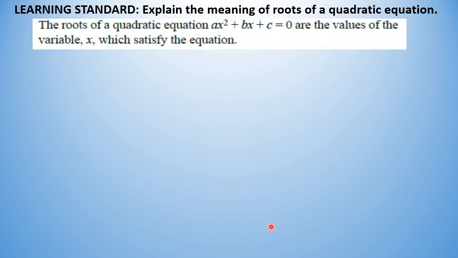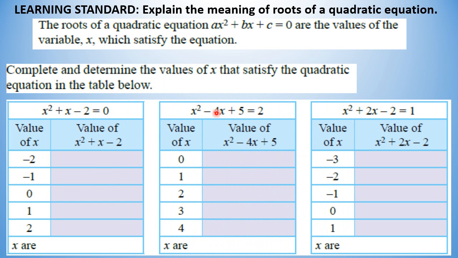The last learning standard is to explain the meaning of roots of a quadratic equation. The roots of a quadratic equation, ax squared plus bx plus c equal to 0, are the values of the variable x which satisfy the equation. Okay, now we look at a few examples here. Complete the table below. Now, x squared plus x minus 2 is on the left hand side, and then 0 is on the right hand side.